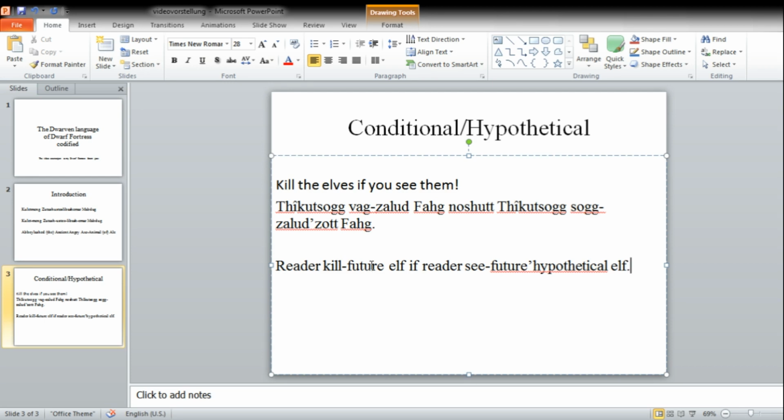Notice that there is no zot with vag, because it's a command, you kill the elves. Not maybe kill the elves, you definitely kill the elves. No question, kill the elves, not hypothetical. If you see them. However, the hypothetical part is whether you see them. Maybe you won't see any. And so that's where the zot belongs. With sog, maybe see, definitely kill. We all hate those filthy elves.